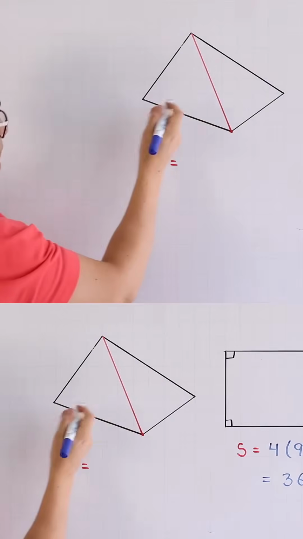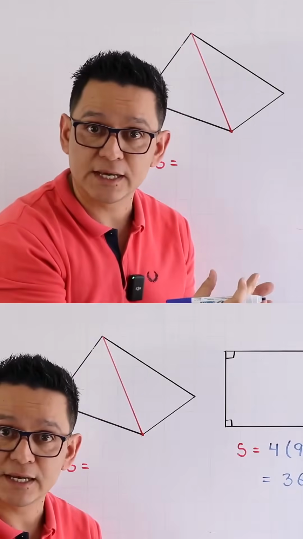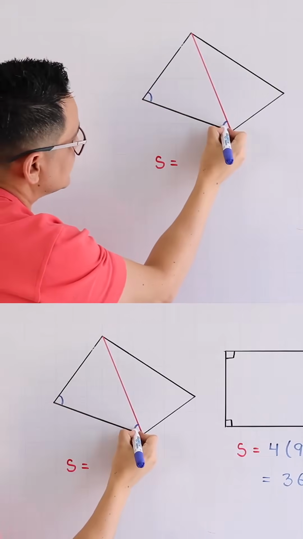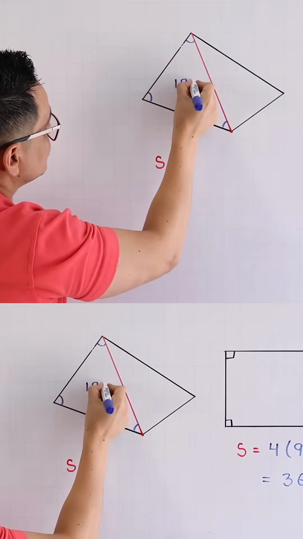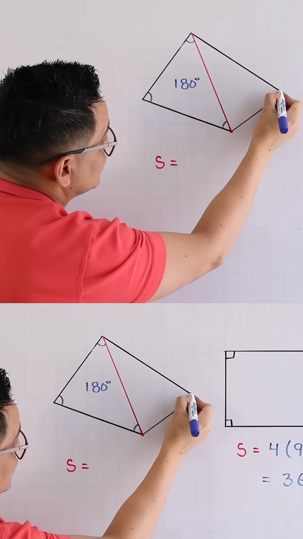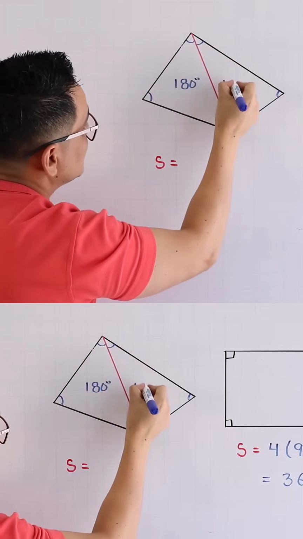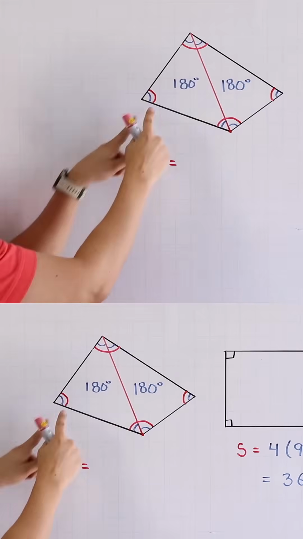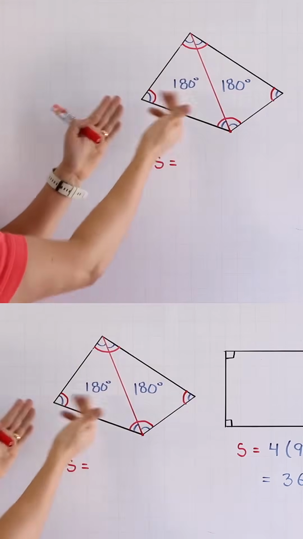I already know that the sum of the interior angles in any triangle has to be 180 degrees. Therefore, if I add this angle, plus this angle, and this other angle, it has to give me a total of 180 degrees. Right. Now, the same thing here with this other triangle. If I add this angle plus this other angle and this other angle, it also has to give me 180 degrees.